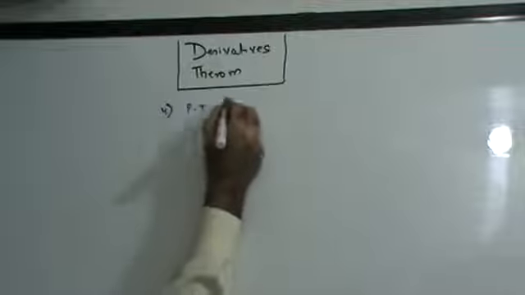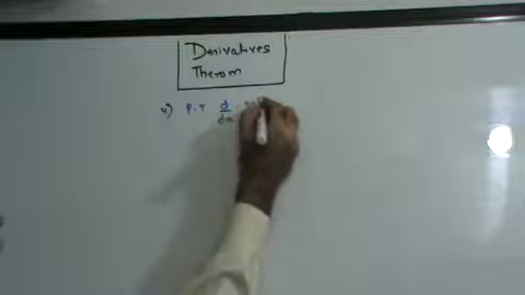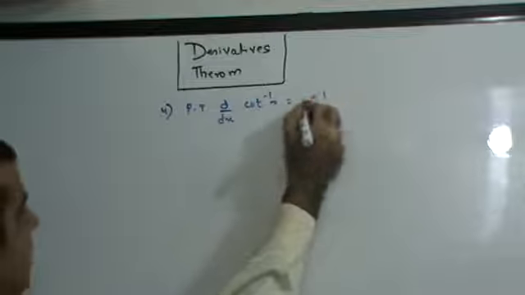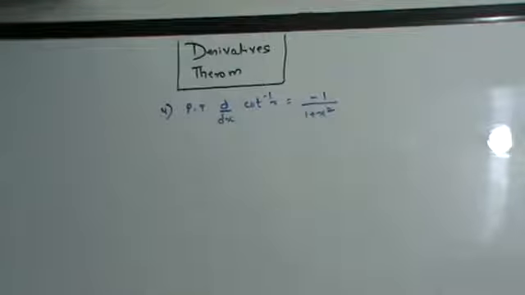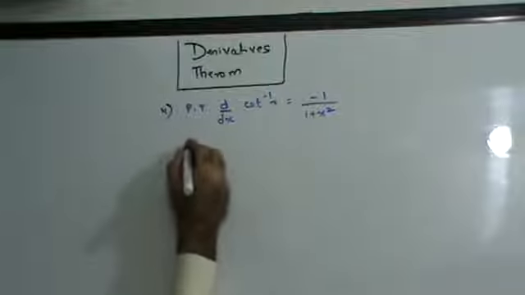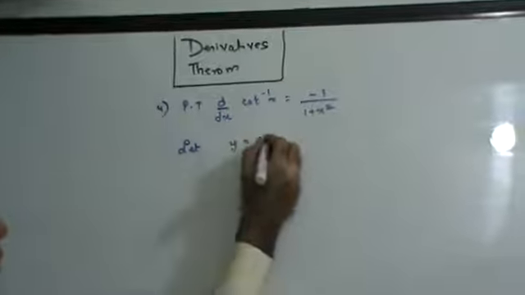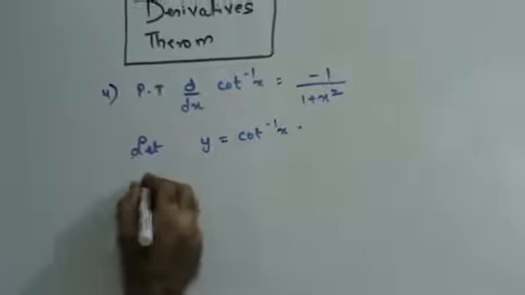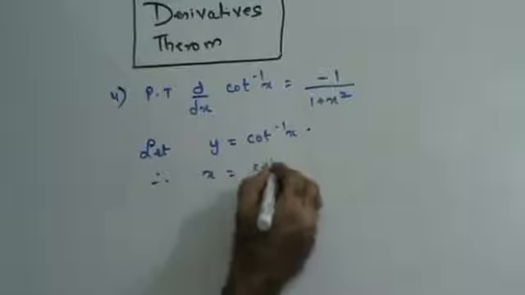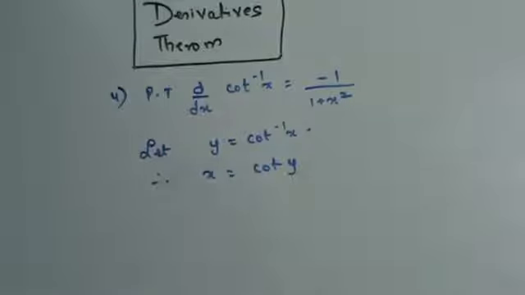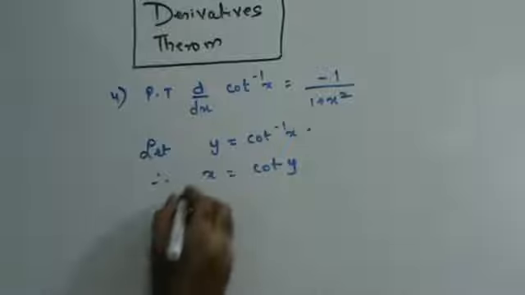Prove that d by dx of cot inverse of x is minus 1 upon 1 plus x square. Right? You will say that let y be equal to cot inverse of x. Therefore, I can say x is equal to cot y. I take cot inverse on the other side. We've been doing this in all the previous sums.